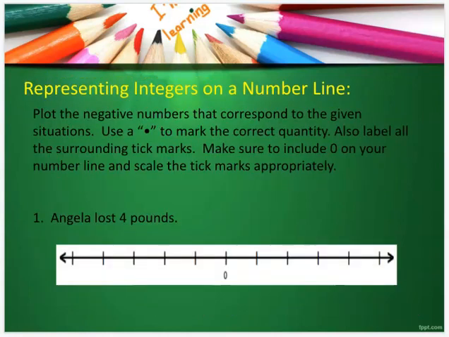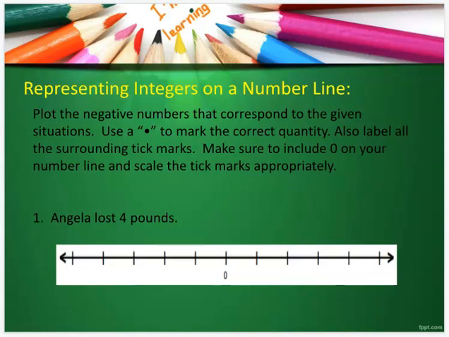Representing integers on a number line is very important. We could plot negative numbers that correspond to given situations. You're going to put a dot on the number line to mark the correct quantity. Also label all the surrounding tick marks. Make sure you always include 0 on your number line and scale the tick marks appropriately.